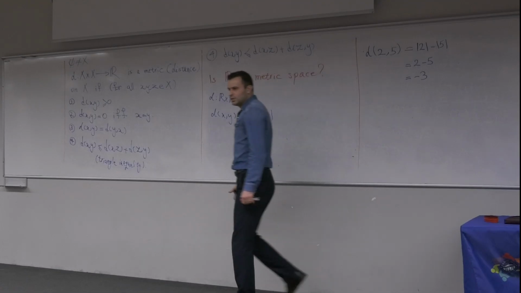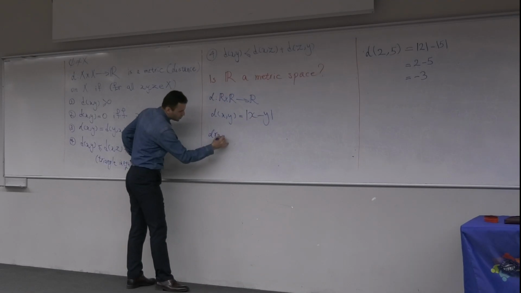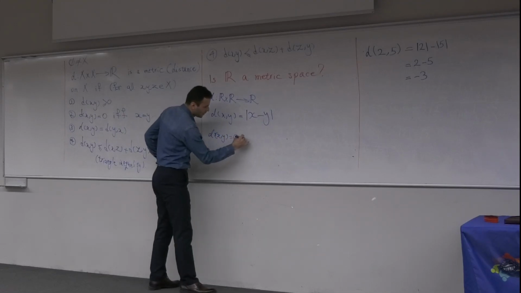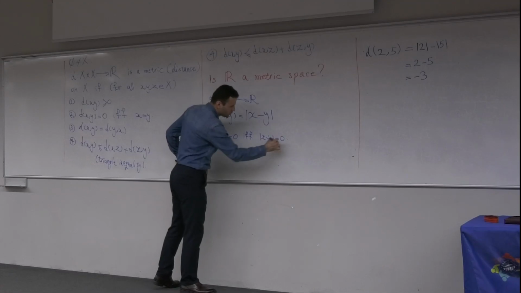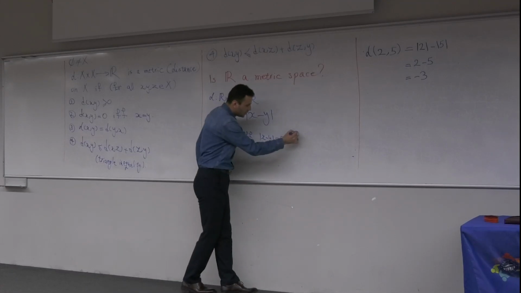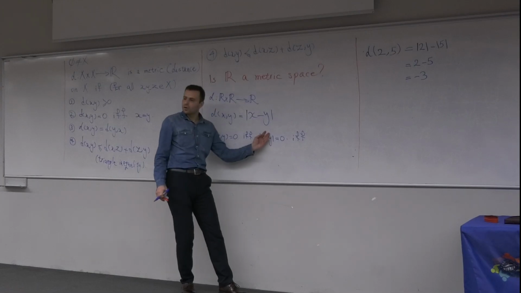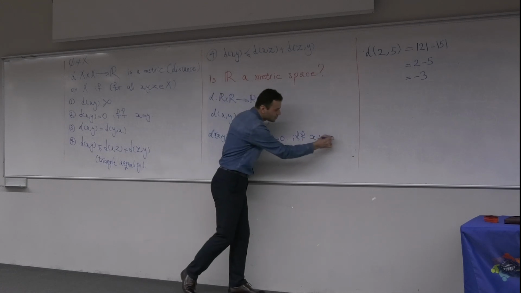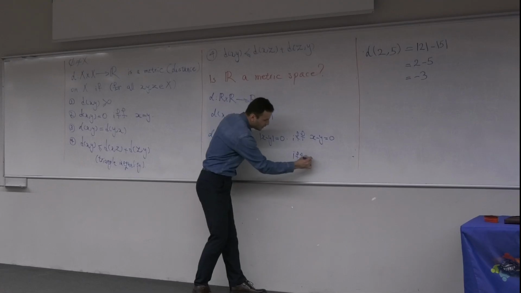When this is equal to 0, if d of x, y is equal to 0, what can I say here? If and only if, by definition, x minus y is equal to 0. What does this mean? If absolute value of something is equal to 0, what is that thing? 0. That thing is 0, which means that x minus y is equal to 0, which is, if and only if, x is equal to y.